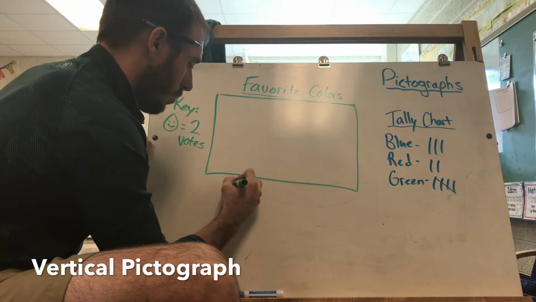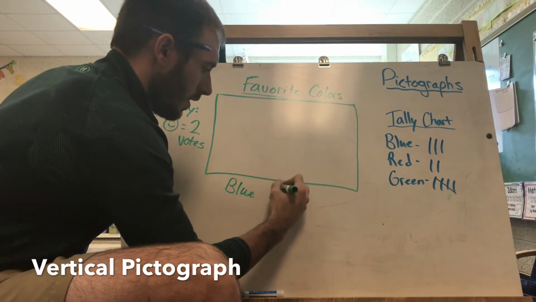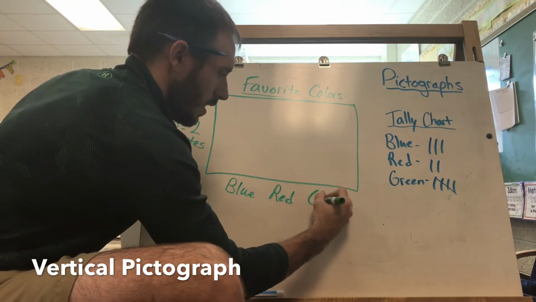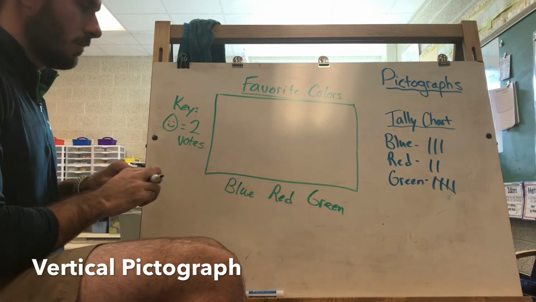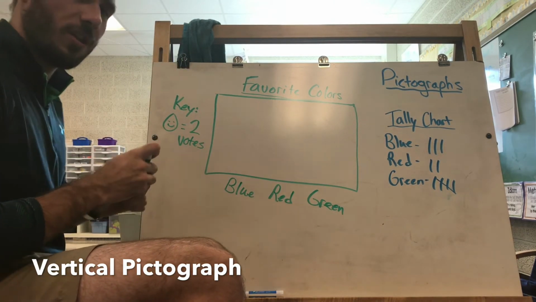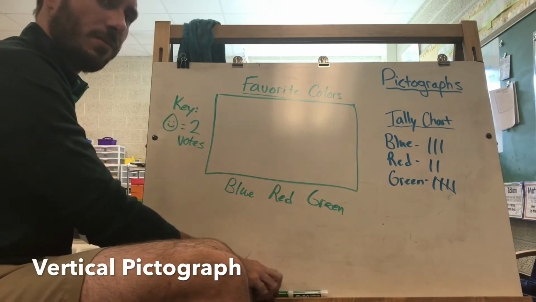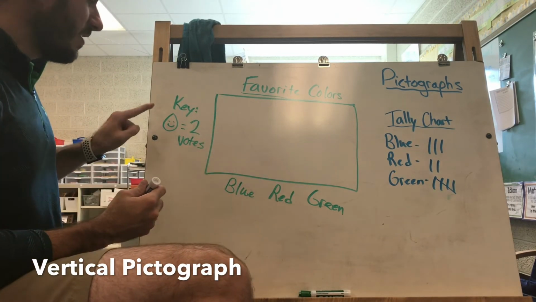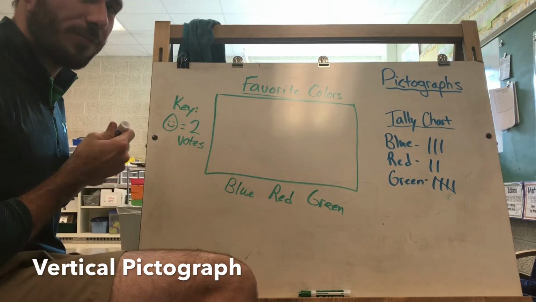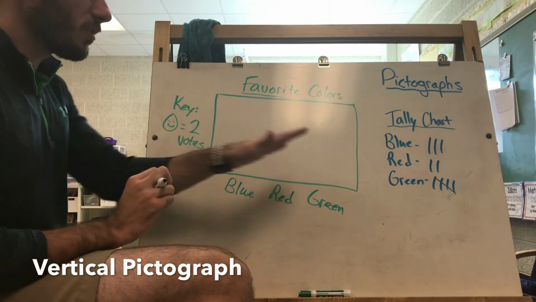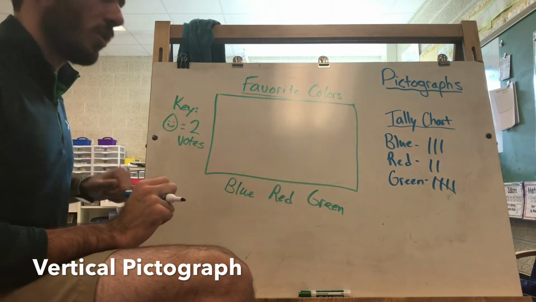I'm going to go down here. Same information down there. We have blue. We have red. And we have green. Now, I'm going to change colors real quick so you can see the blue a little bit easier. Since my key is now 1 smiley face equals 2 votes, I still need to put all of my information in. All right? Let me start with red, though. I'm going to skip blue for a second. Let me start with red.